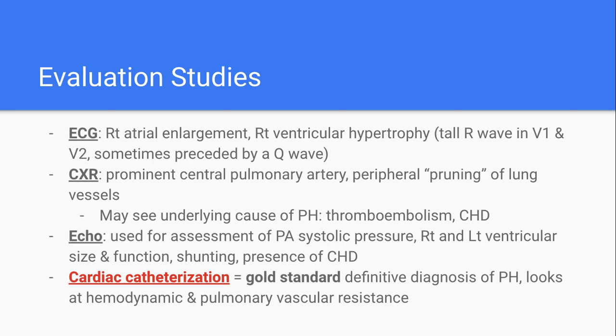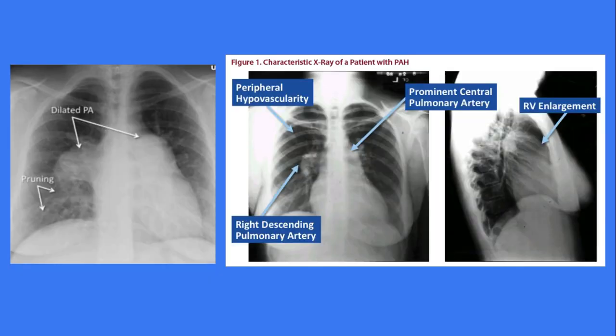The gold standard for definitive diagnosis of pulmonary hypertension is a cardiac cath, where you look at the hemodynamics and pulmonary vascular resistance. Here I have the chest x-ray on the left showing the pruning of the more distal pulmonary vessels. You can also see dilated pulmonary arteries where the arrows are on the top. You see the same thing on the right images, including right ventricular enlargement on the lateral view.